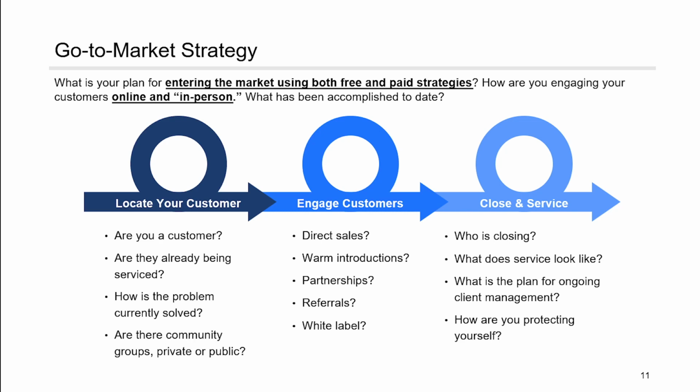Again, we talked about some of this earlier. Are they already being serviced? How's the problem currently solved? What's the status quo? What's going on in those two areas? Next, there's a big question of, are there community groups, private, public? There's always other people interested in your thing or tangentially interested in what you're talking about. So find those groups and start having conversations, and you can very easily find a lot of access points to your different customers.